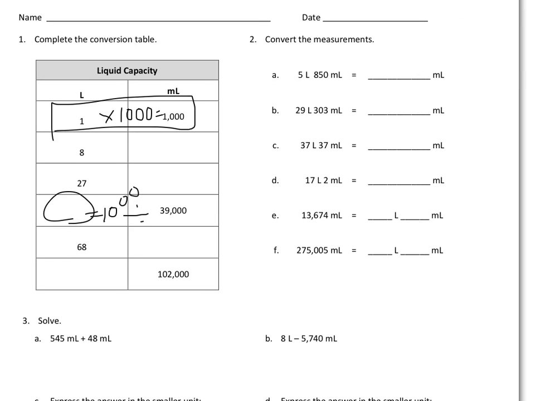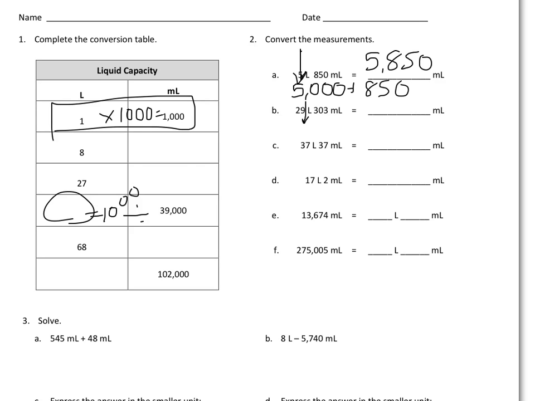When they get to part 2, they're going to want to convert all the liters into their equivalent milliliters, remembering that every liter has 1,000 milliliters. So if they have 5 liters, they're going to have 5,000 milliliters plus 850. So here they'd have a total of 5,850.